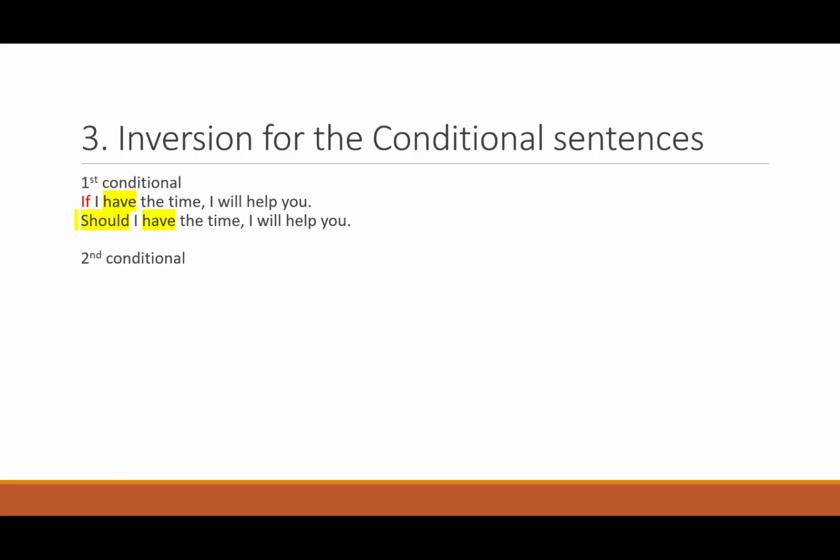Now let's continue to the second conditional. For the second conditional, the pattern is divided into two. Let's take a look at the first one. If I were rich, I would buy this car. Look at the verb of the if clause. The verb is were. If you find that the verb is were, you use this pattern. Were, subject, adjective, noun, or adverb. I repeat, were, subject, adjective, noun, or adverb. For the main clause, you just copy. So the result is, were I rich, I would buy this car.